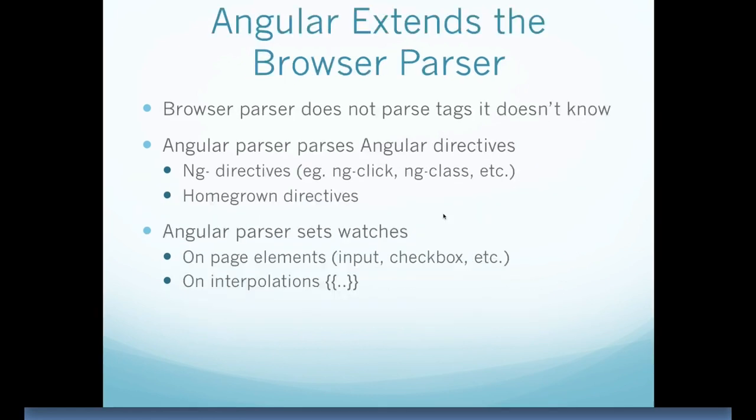We said that there are two ways that Angular extends the browser. One is the event loop, which we just looked at, and the other way is it extends the parser. Now, the parser in the browser does not parse tags it doesn't know. So if you have Angular tags, but you don't have an Angular context or an Angular program, those tags will just be ignored. If you are inside of an Angular program, Angular parses Angular directives. It separates them out. Anything with ng is an Angular directive that comes with Angular, or you can write your own directives to do whatever is appropriate for your application. In fact, you can build up a DSL out of directives.